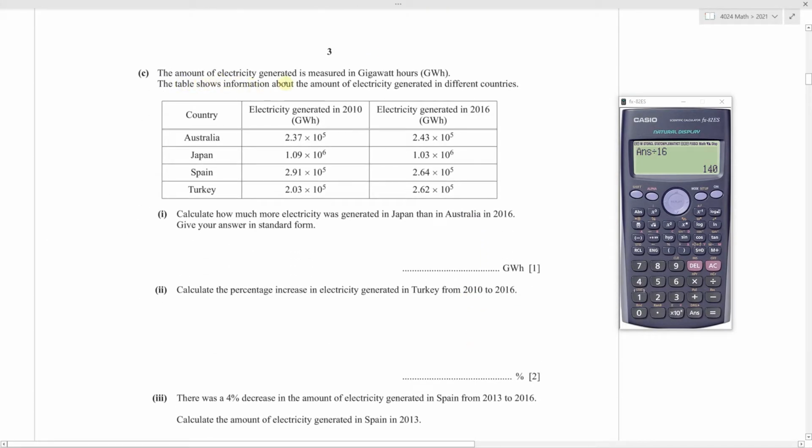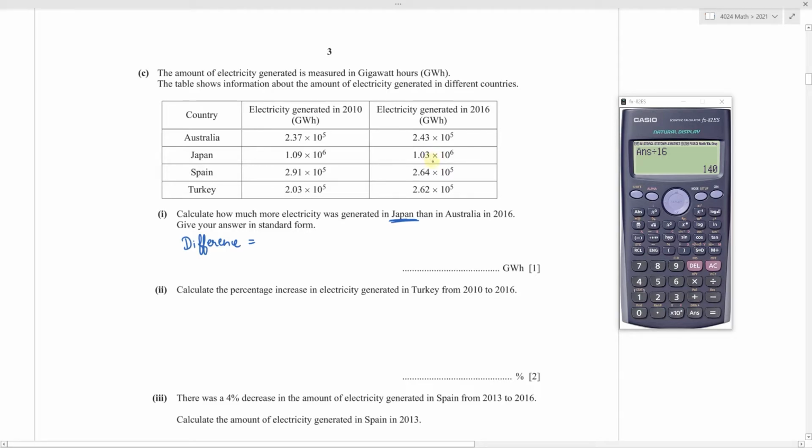Part C. The amount of electricity generated is measured in gigawatt hours. The table shows information about the amount of electricity generated in different countries in 2010 and then in 2016. Calculate how much more electricity was generated in Japan than in Australia in 2016. So you have to find the difference. How much more was in Japan? So Japan, that means, is a larger value. So what is the electricity generation of Japan in 2016?